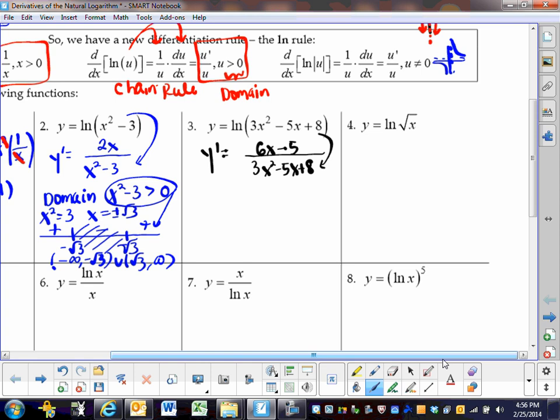For the next problem, the derivative for natural logs is to take whatever is inside, and the derivative of that goes on top.